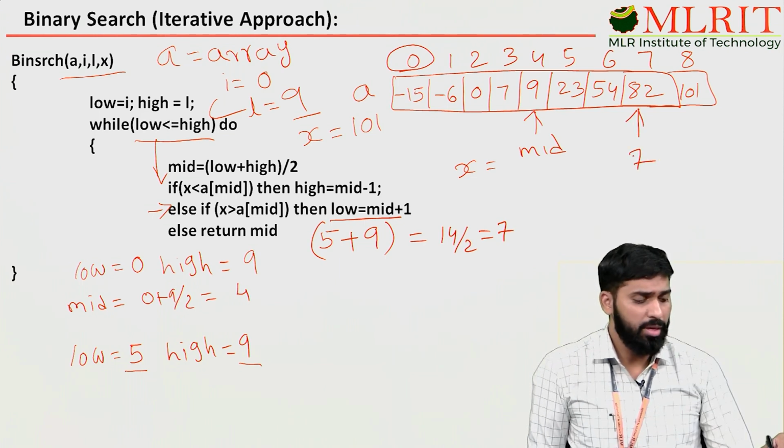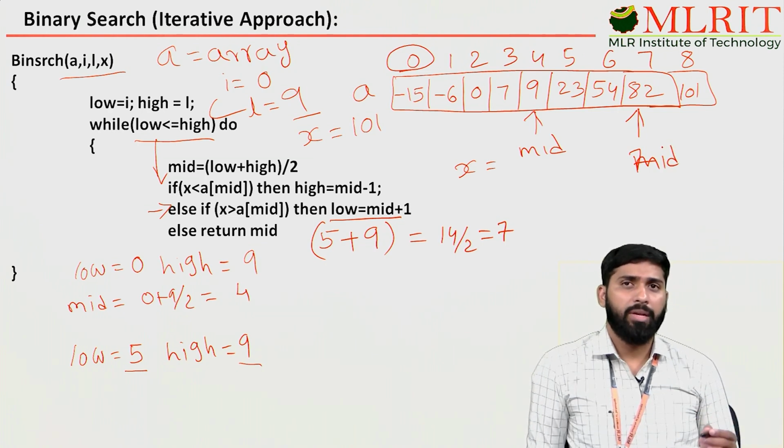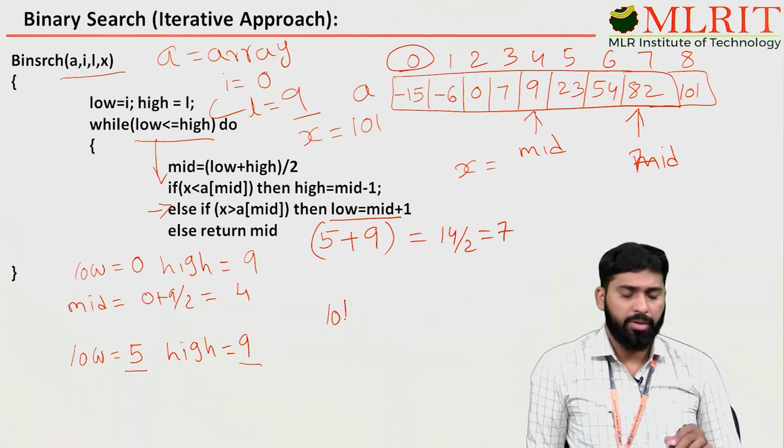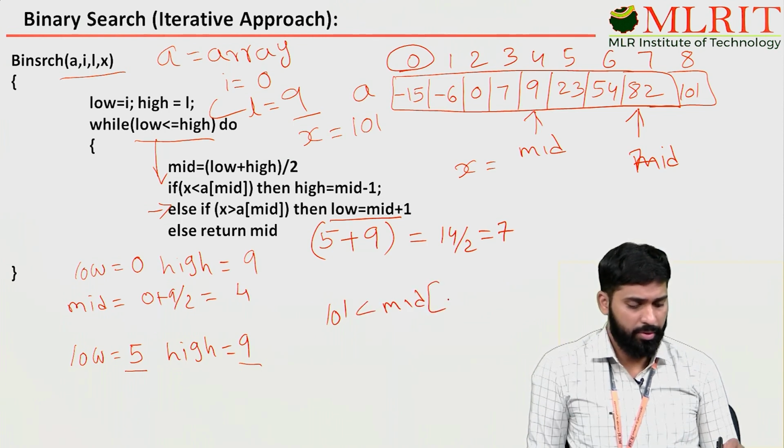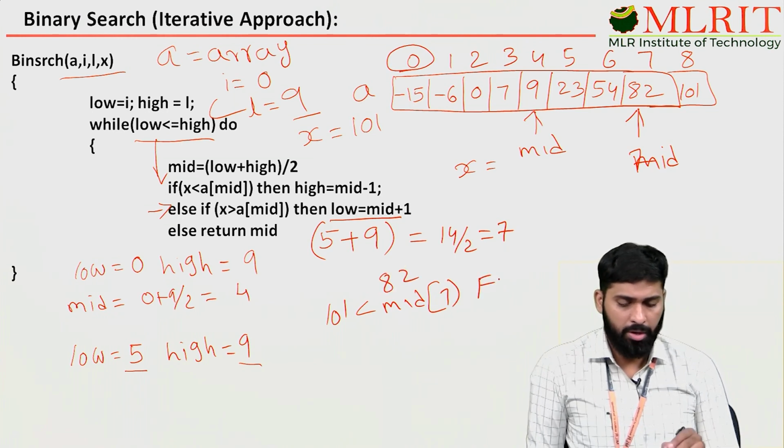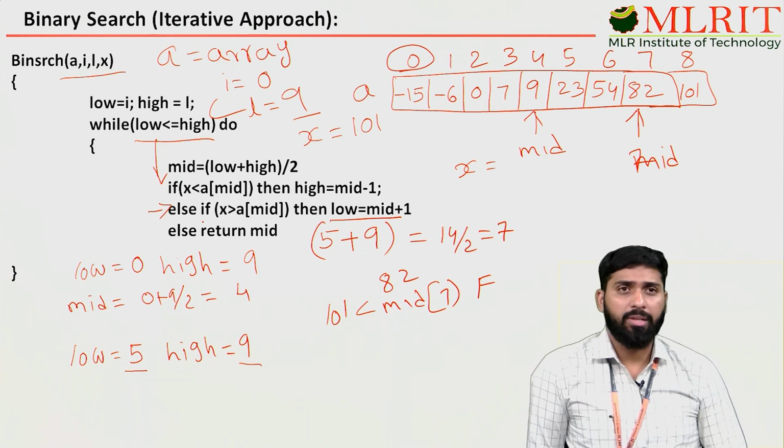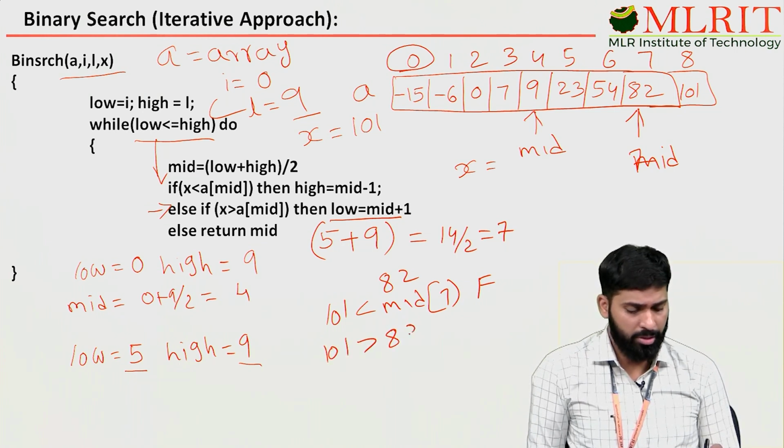So this is the mid. Now again you compare. So what is the x value? 101 less than A of mid, which is A of 7, that is 82. No, it is false. Now you compare. So x greater than A of mid. 101 greater than 82. Yes, it is true.